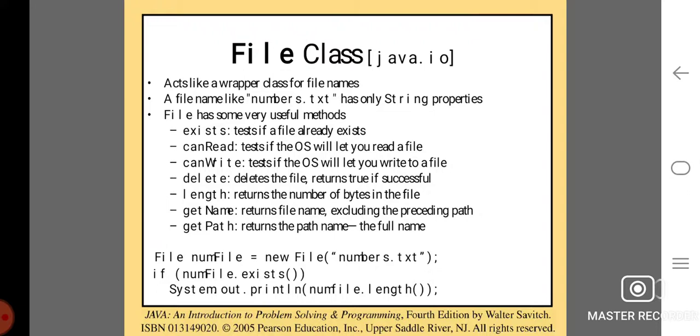Can read: tests if the OS will let you read a file. Can write: tests if the OS will let you write to a file. Delete: deletes the file and returns true if successful. Length: returns the number of bytes in the file. Get name: returns the file name excluding the preceding path. Get path: returns the path name with the full name.